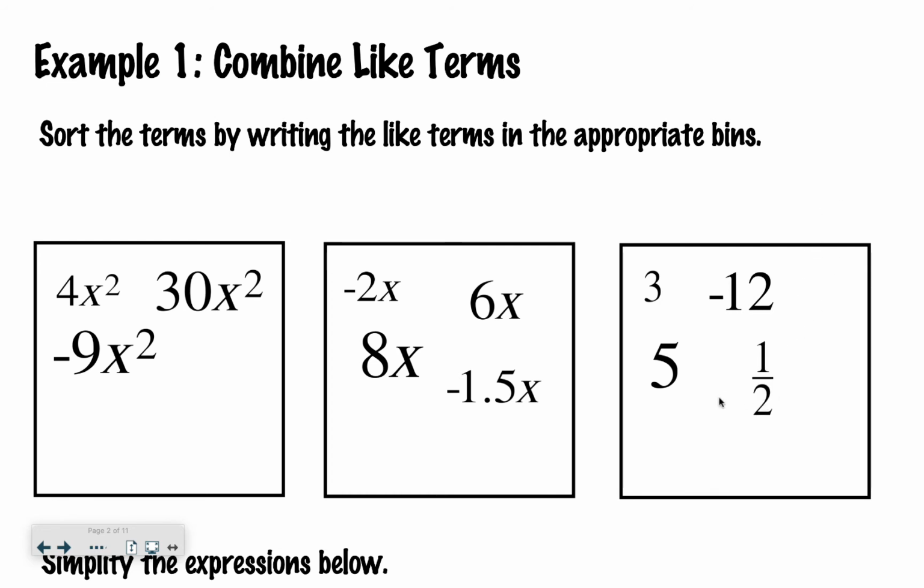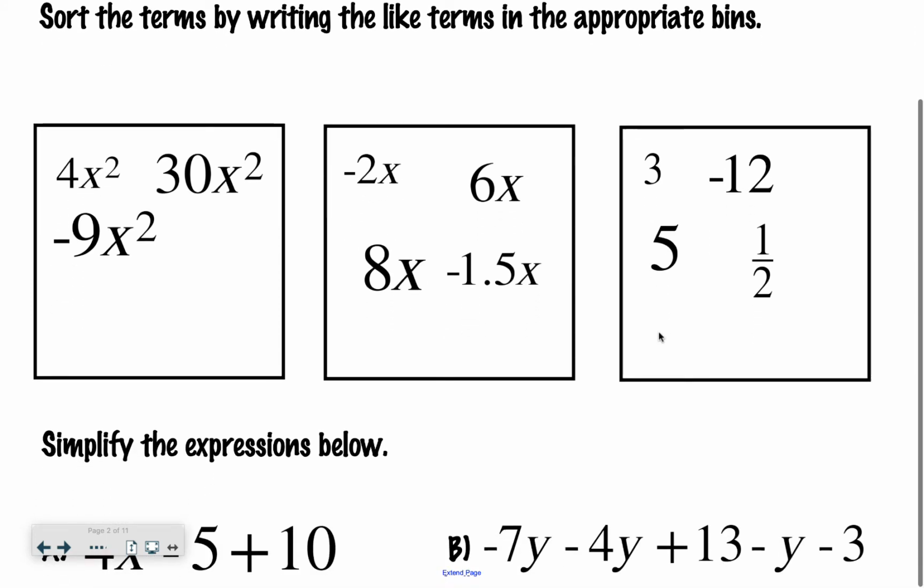Okay, so remember, like terms are terms that have the same variable with the same exponent. Like here, these all have an x and they all have a squared. These all have an x, and then these don't have a variable, so they all get grouped together.